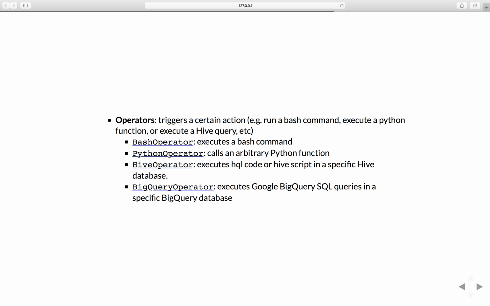The operator is the second category, which is used to trigger data transformation. In an ETL process, extract, transform, load, this one represents the transform step that transforms your data. So an operator triggers a certain action. We have a couple of operators here: the bash operator, which is used to execute a bash command, the Python operator, used to call a Python function, the Hive operator, which is used to run a Hive query or Hive script, and the BigQuery operator, which is used to execute a Google BigQuery SQL query.